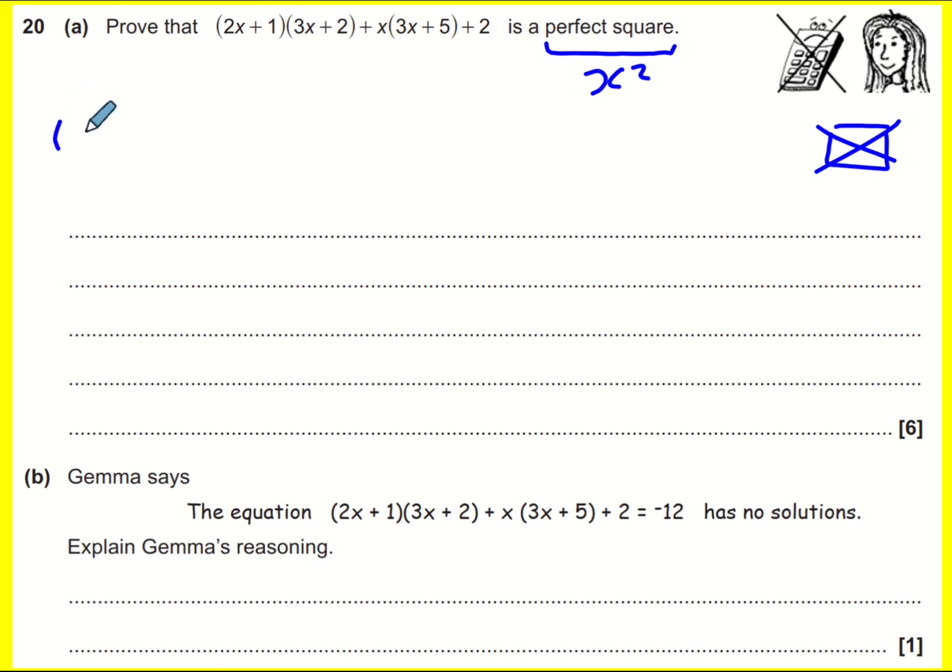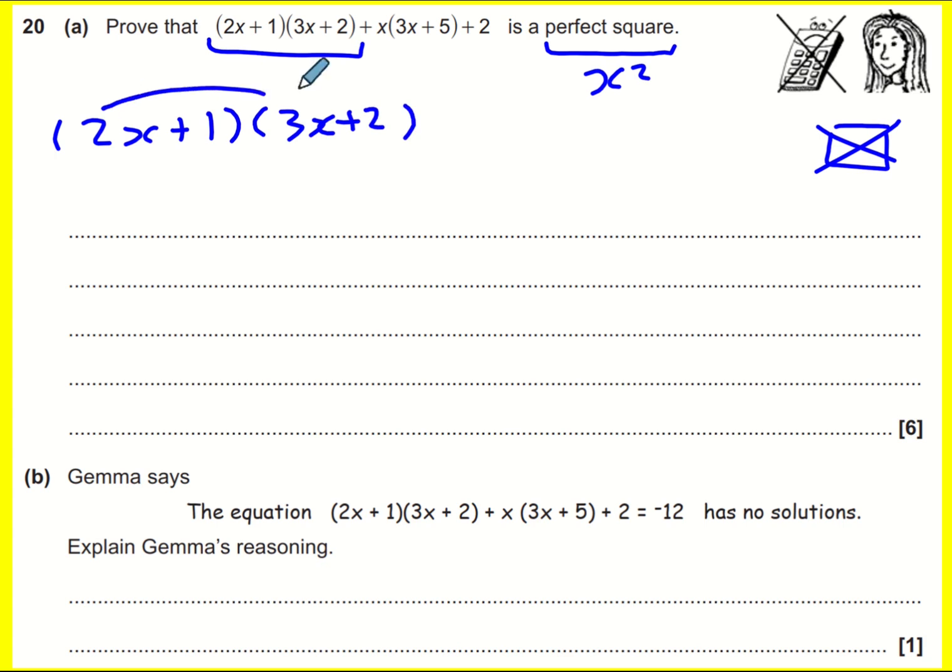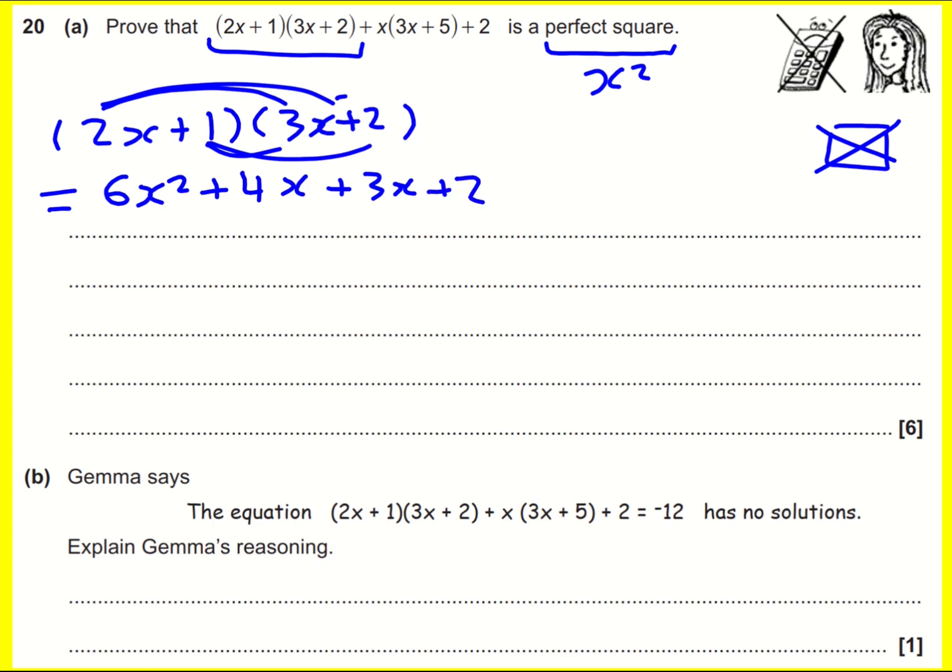Okay, let's do the expanding bit first. So we've got 2x plus 1, 3x plus 2. Okay, I can multiply these. I'm going to get 6x squared plus 4x plus 3x plus 2. That's a little crab claw method. Okay, and then I'm going to simplify that. So I can only simplify like terms. So it'll be 6x squared plus 7x plus 2.